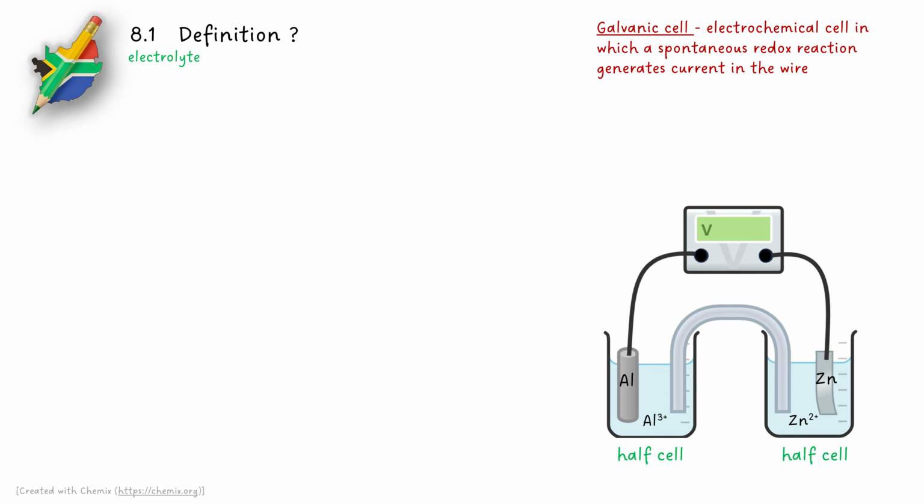We can tell that this is a galvanic cell and not an electrolytic cell because the two half cells are separated. First, we need to define electrolyte. An electrolyte is either a molten substance or a solution that contains mobile ions and so can conduct electricity. We can see in one half cell there are aluminium 3+ ions in the electrolyte, and in the other half cell there are zinc 2+ ions in the electrolyte.